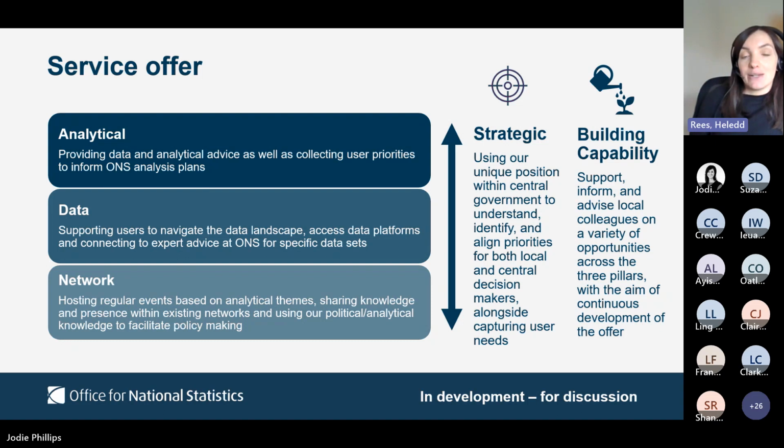And then finally, we've got this building capability element, which should run through everything that we do. ONS has a lot to offer, but it can be really confusing for people. So we want to build local capability and understanding of the different data sources that we've got, and also build our own understanding of how we can work with you and what you might need from us.